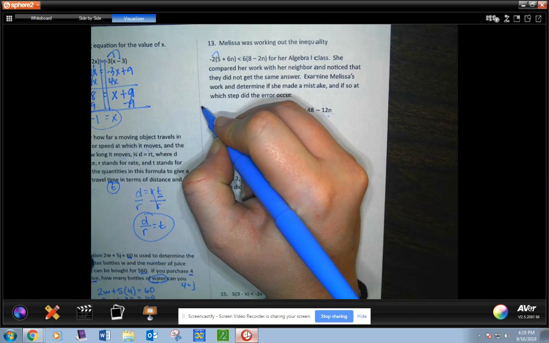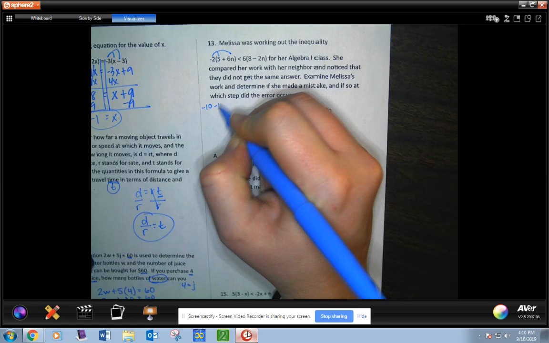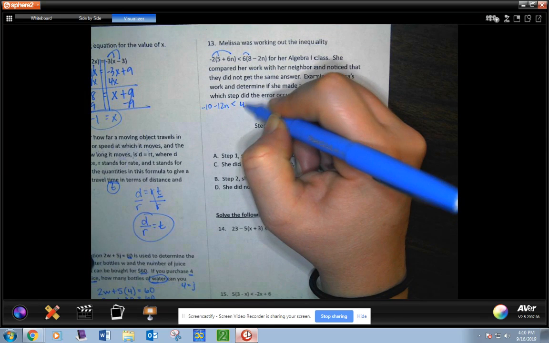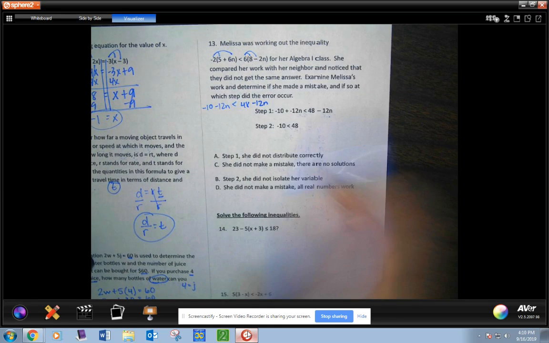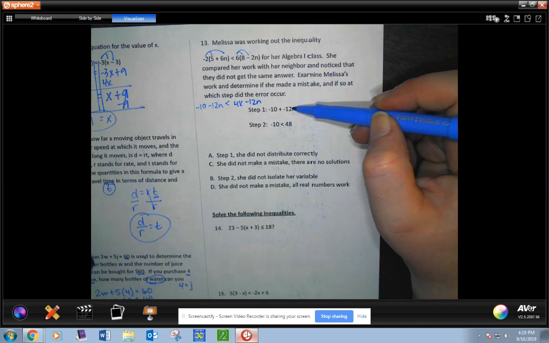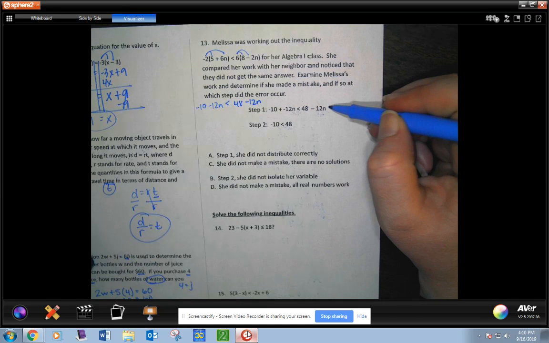Negative 2 times 5 is negative 10. Negative 2 times 6 would be negative 12n. Keep my inequality. 6 times 8 is 48, and 6 times negative 2 is negative 12n. So that's step 1, distribute. They have negative 10 plus a negative 12n. That's the same thing I have. And they have 48 minus 12n. That's the same thing I have. So step 1 looks good.